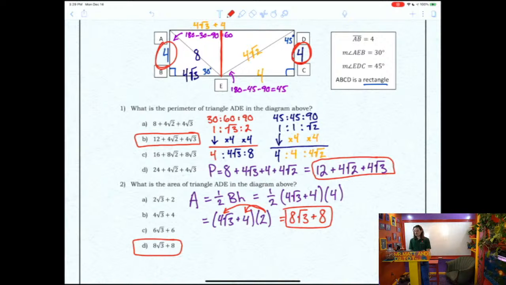I applied the 1/2 to the coefficient of 4, so I didn't have to split it between the 4 root 3 and the 4. So I reduced the 4 by 1/2, so then it became 4 root 3 plus 4 quantity times 2. And you just need to make sure that you apply that 2 to both the coefficient of 4 in 4 root 3 and the constant value of 4. So 4 root 3 times 2 is 8 root 3. 4 times 2 is 8. So our final answer for number 2 is going to be 8 root 3 plus 8.